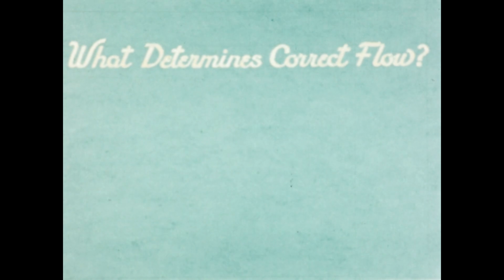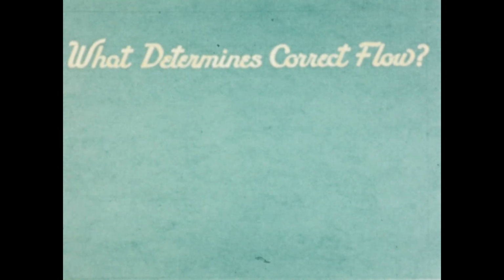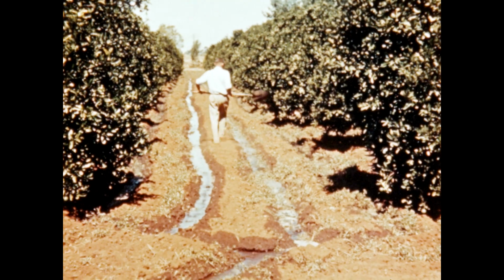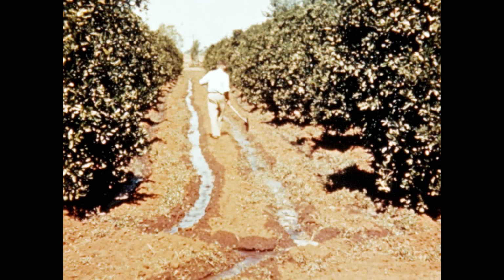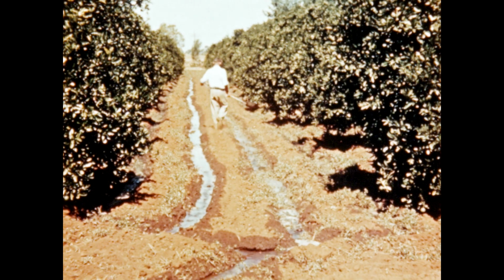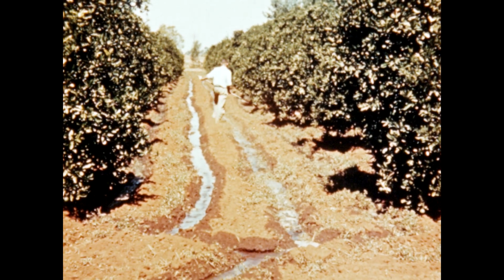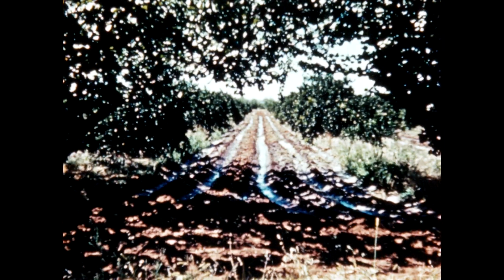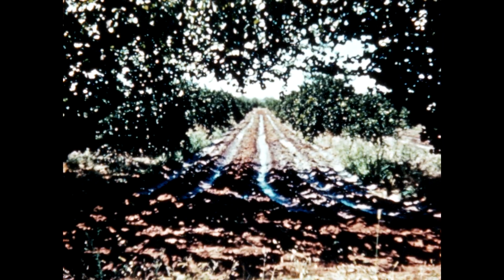There are several factors which should be considered in selecting the correct flow. Length of furrow is important. The longer the furrow, the more difficult it is to obtain an even distribution. Long furrows may be inevitable because of the layout of the farm, location of supply ditches, etc. Long furrows mean long distances to walk.